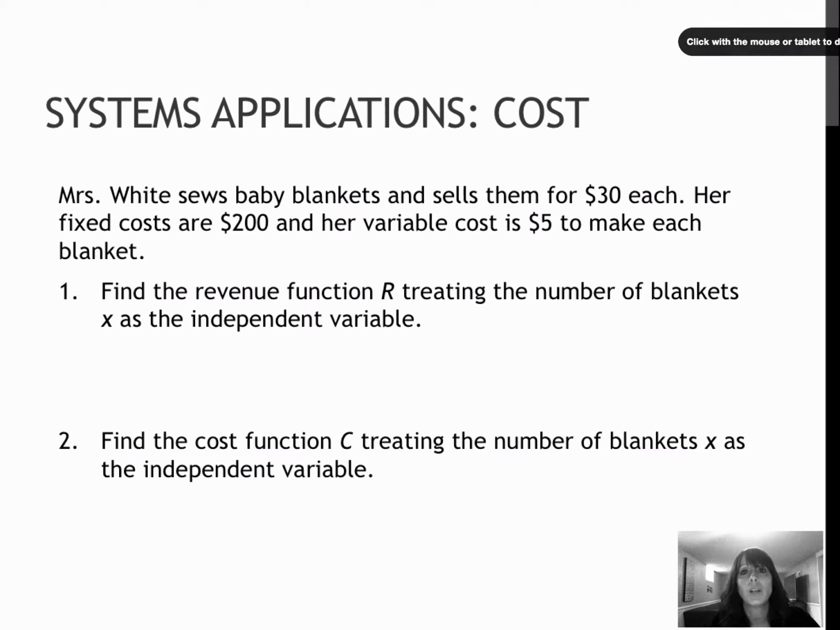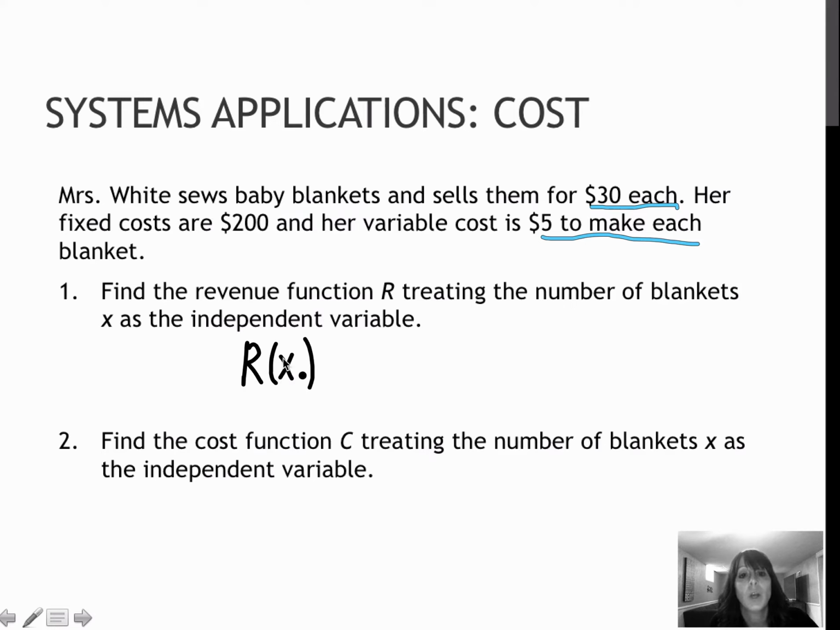One thing you want to really look for is whenever you see the word each or the word per, we know that we're going to be multiplying that value times the number of items. So in this case, I'm trying to first find the revenue function. And when they say function, typically they mean write it in function notation, which means the revenue will be a function of the number of blankets, X.